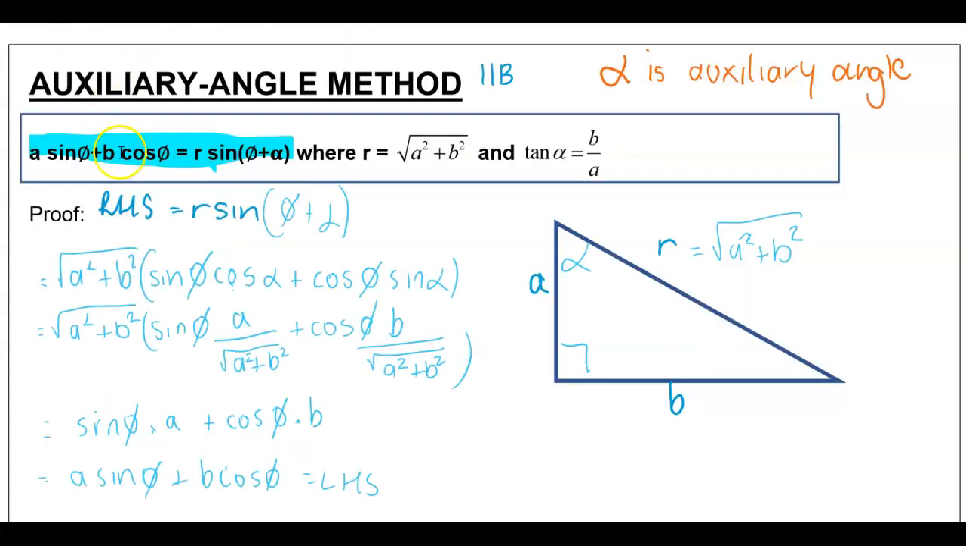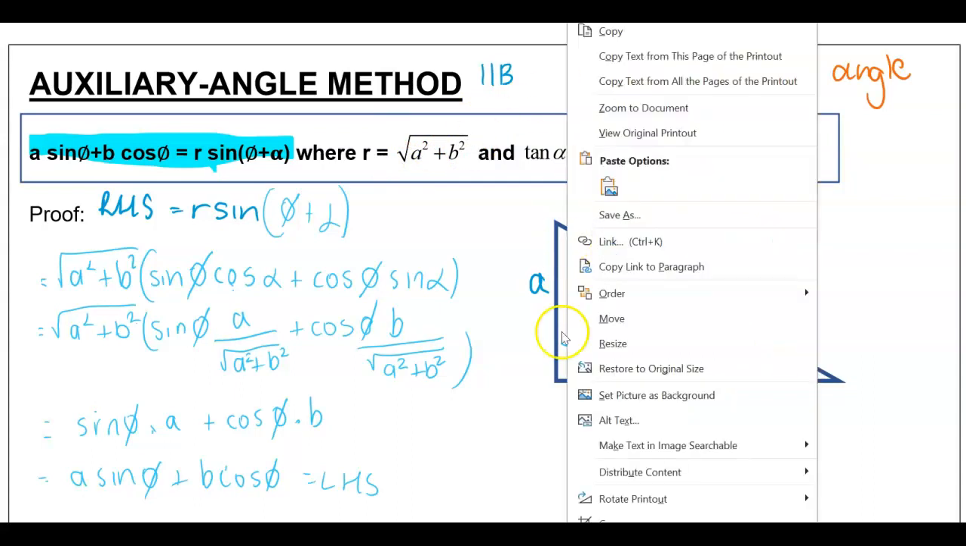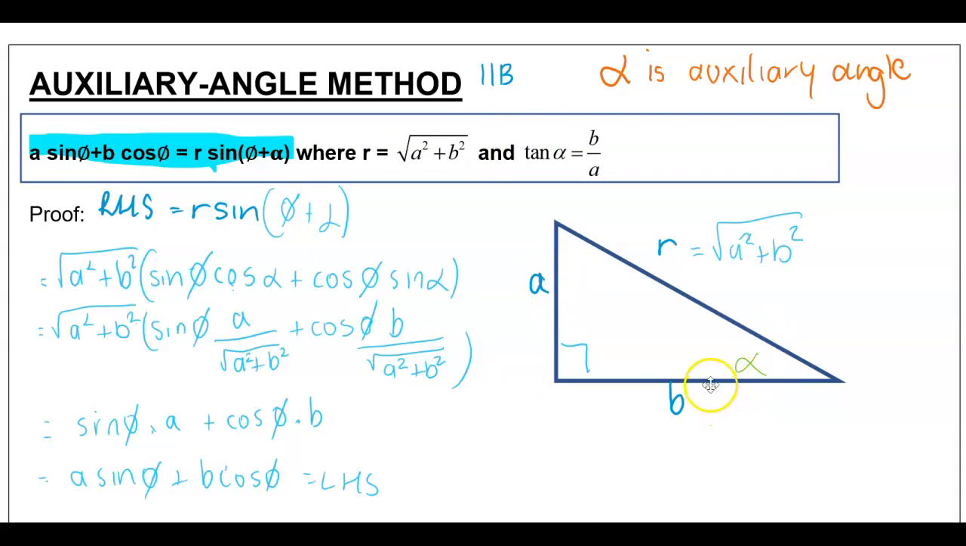Okay, so I'll just jump back to our notes. Let's just do a quick little proof. Given that a sine theta plus b cos theta, I'm going to call this theta, I don't like phi, is equal to r sine of theta plus alpha, where alpha is our auxiliary angle, we want to prove this. So r is going to be the square root of a squared plus b squared. If we have that written in a triangle, with a and b and alpha down here, we can work out what our r is.